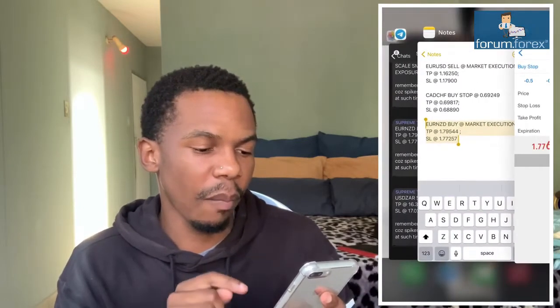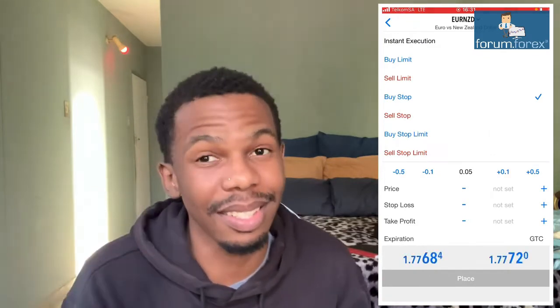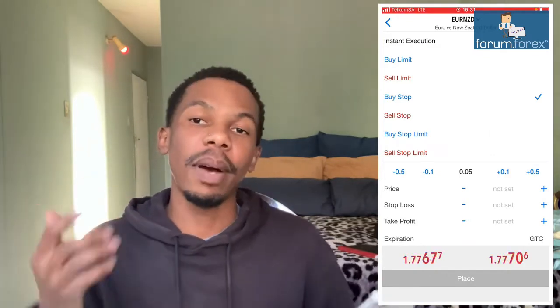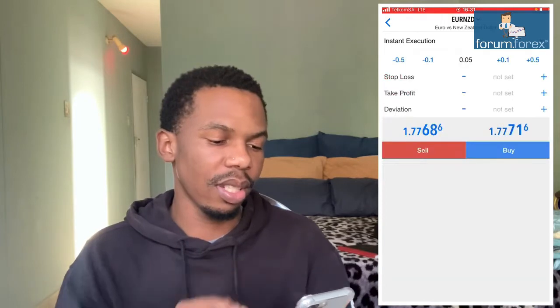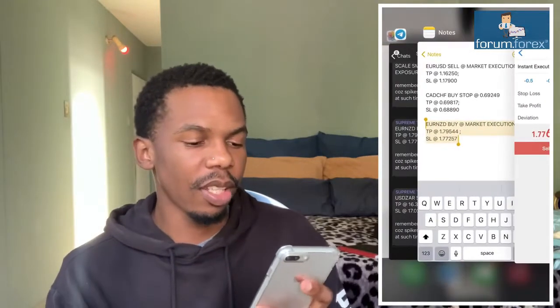Euro NZD says what? It says buy at market execution. So you're gonna change it. If you're using an iPhone, it's instant execution. For Android users, market execution. So go to instant execution or market execution there. Your lot size, you don't change it, it stays 0.05 because I told you to use 0.05. You understand? So now you're gonna go back.